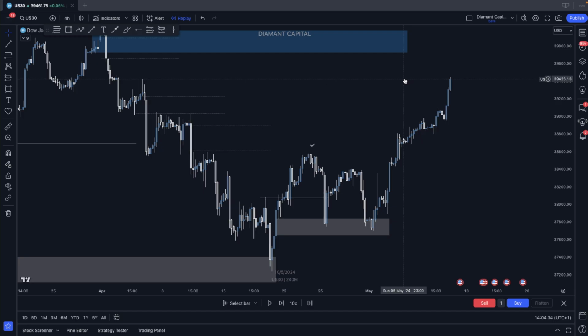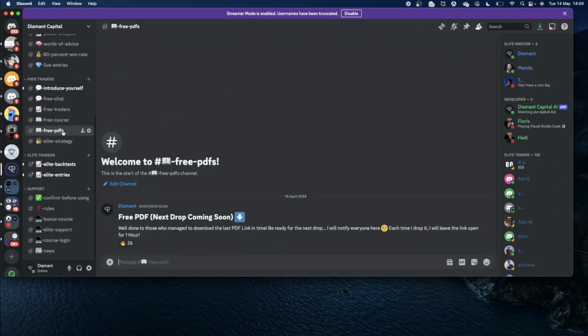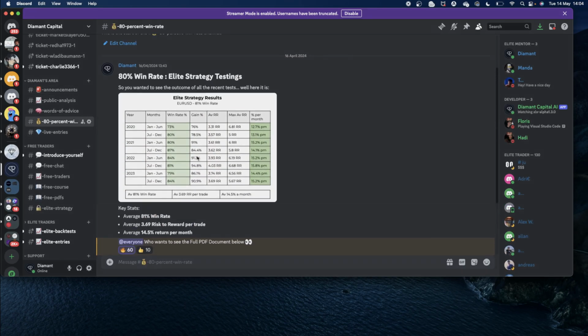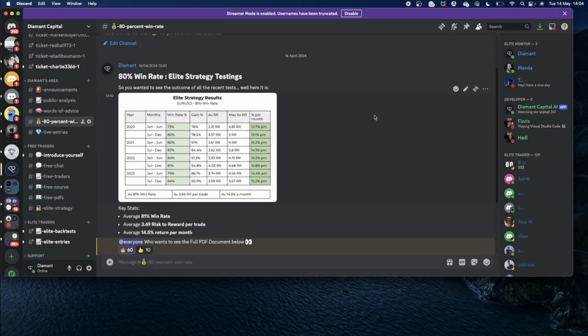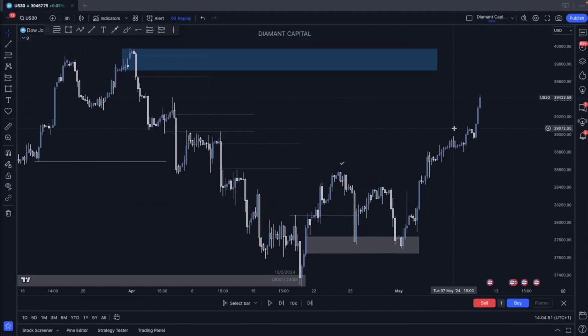You know, we have an 80% win rate and you can actually see the whole track record over here when it comes to the 80% win rate, and you can see the results for every single month when it comes to EUR/USD for the past few years. So yeah, this is how you do your analysis.